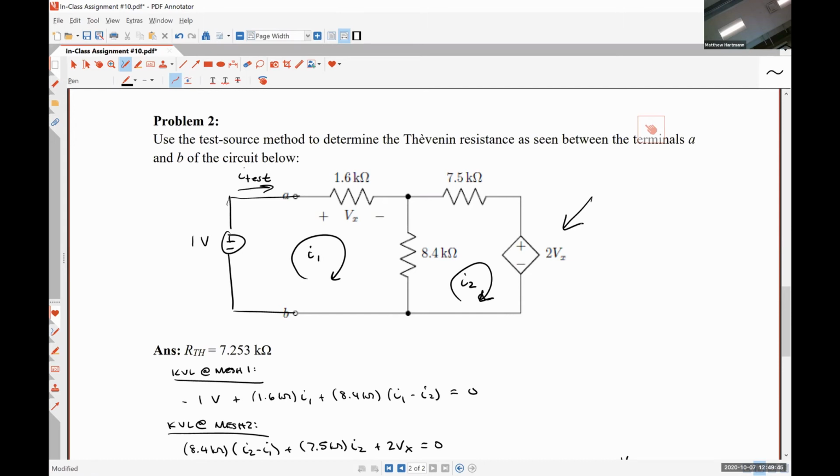All right, any questions about this example problem that we've worked two different ways? Pretty much the only two ways that it can be done, actually.